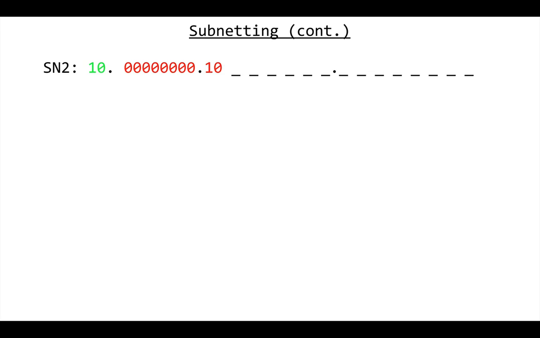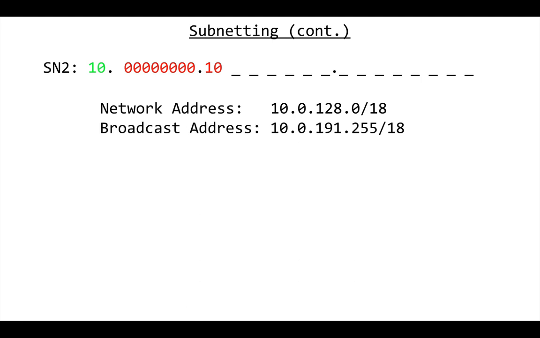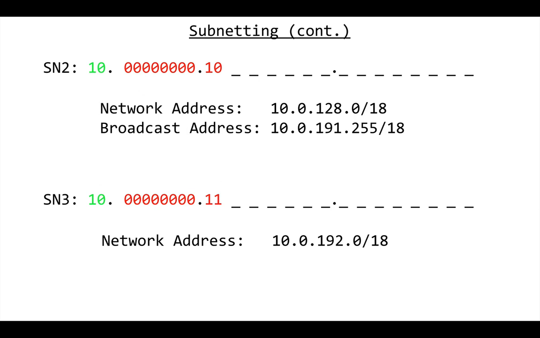Doing the same thing for subnet 2. If we set all the host bits to 0, this is going to be 128.0. If we set all the host bits to 1, it's going to be 191.255. So there's the information for subnet 2. Likewise, on subnet 3, we have 11, which is the binary representation of 3. If we set the host bits to 0, we're going to get 192.0. If we set all those host bits to 1, we're going to get 255.255. And this might be a little interesting because we have two 255s there.